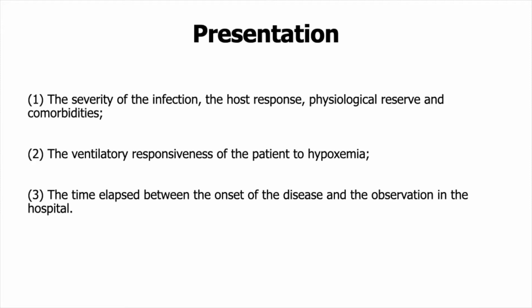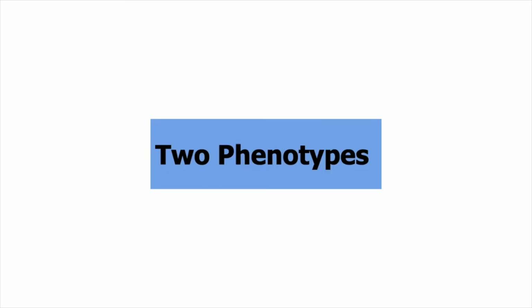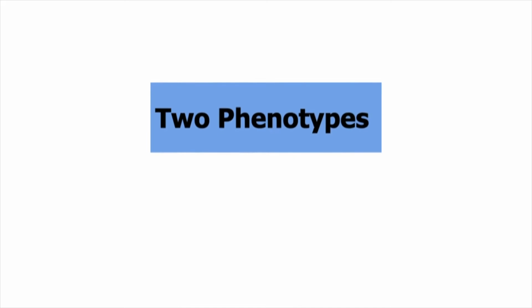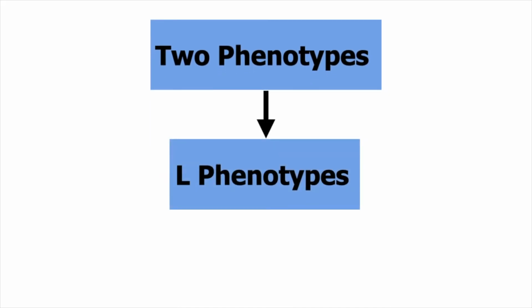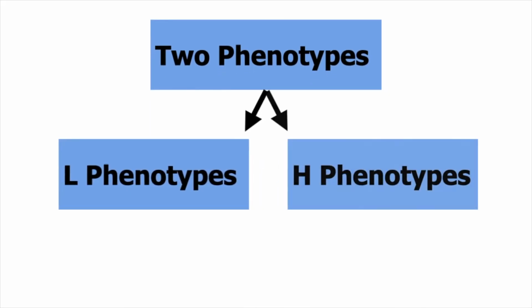So, what they believe is that the presentation of the patient to the hospital depends on three factors. First is the severity of the infection, the host response, physiological reserve, and the comorbidities. Second is the ventilatory response of the patient to hypoxemia. And the last is the time elapsed between the onset of the disease and the observation in the hospital. Based on this, they divide the patient into two types. The first is the L type, the second is the H type.